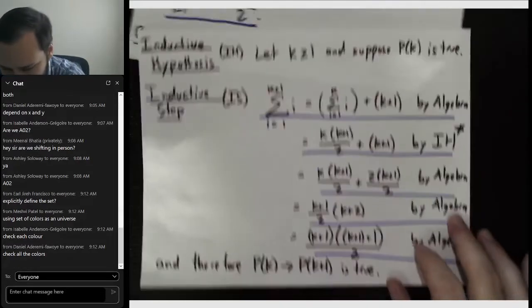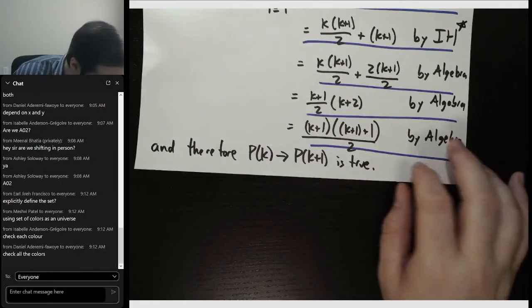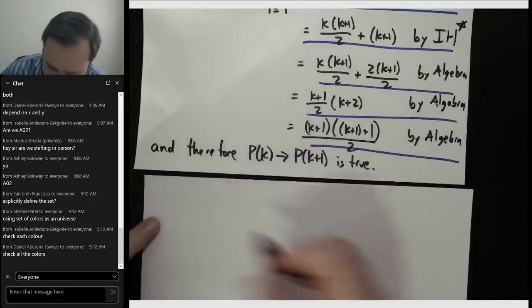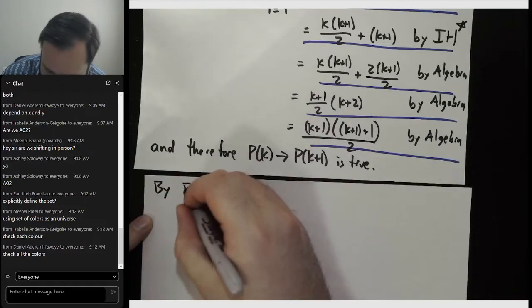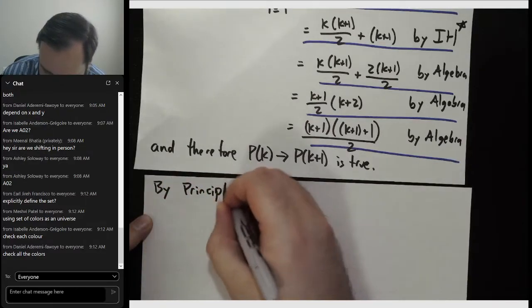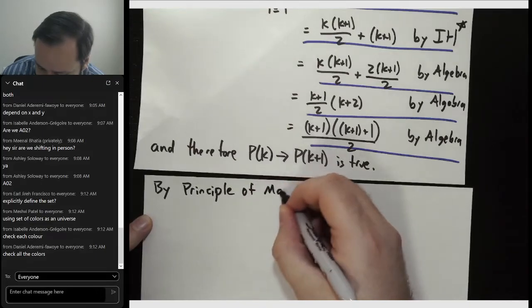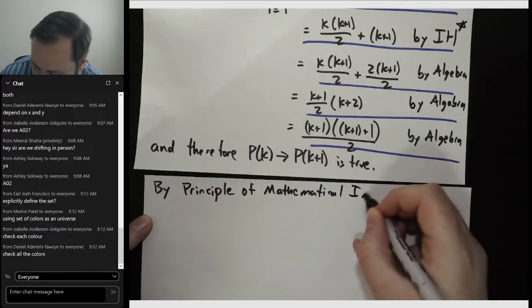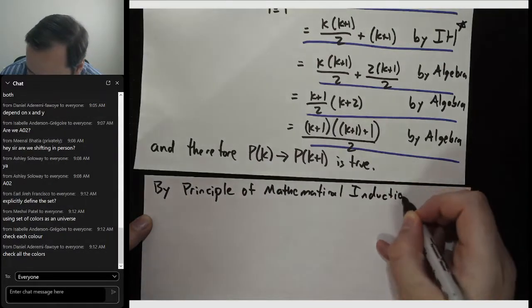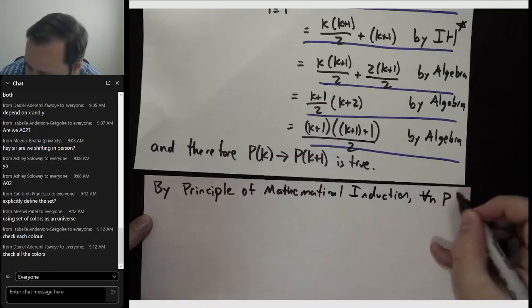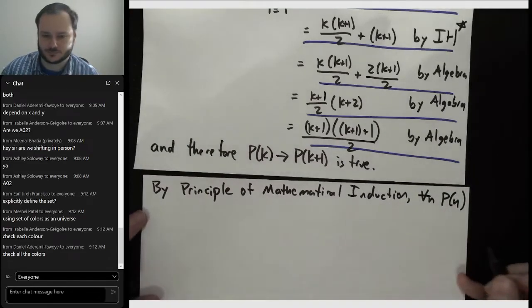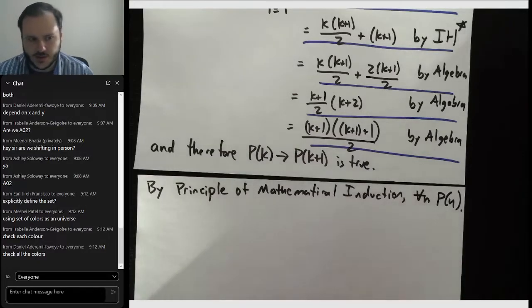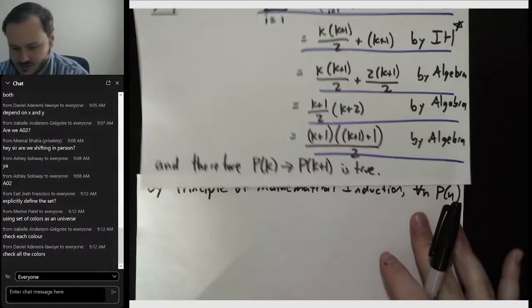And then one more step, my conclusion: by the principle of mathematical induction, or just writing PMI is fine, for all n, P of n. Okay. This is how induction works.